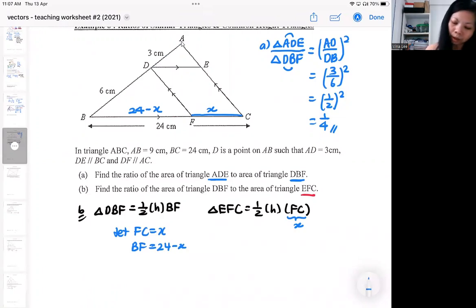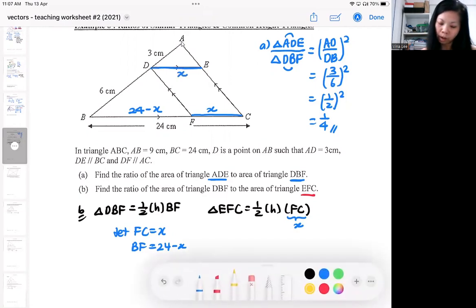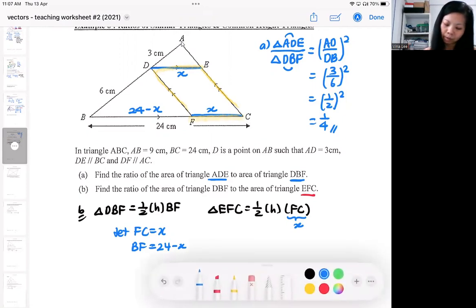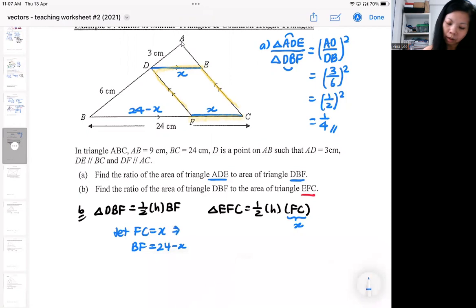I need you to realize that this is also an X, because in a way this is a parallelogram. Some students never realize that this is a parallelogram, so they didn't know that there is an X. Because of this, DE is also an X.